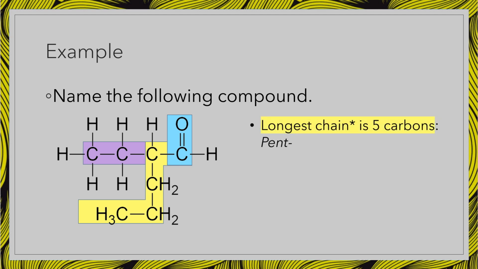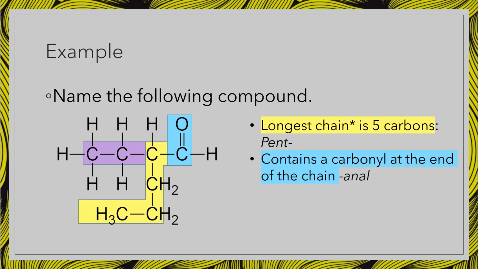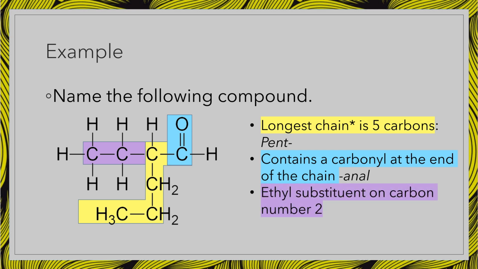So put it together. Longest chain is 5 carbons. And I'll put the asterisk there because it's the longest chain that includes the functional group. So it's 5 carbons, so it's pent. Contains a carbonyl at the end of the chain, so it's pentanal. And on the second carbon, there is an ethyl substituent. So CH2CH3 makes it an ethyl group. So therefore, the name is 2-ethyl pentanal. So even though it looks like a kind of complex molecule, the name is quite simple.